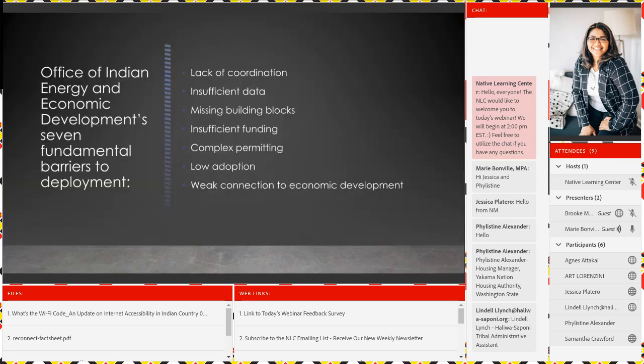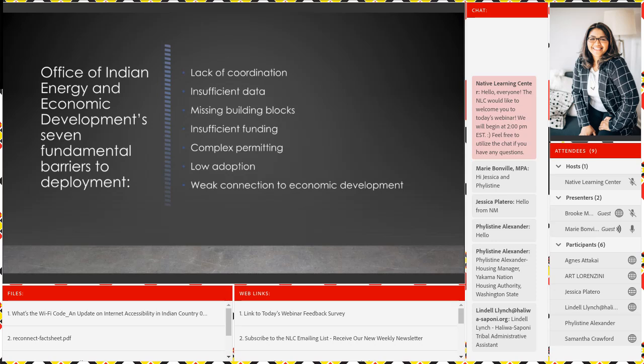I figured it'd be good for us to look at those 7 barriers. First, there's a lack of coordination amongst the agencies, and also between the tribal governments and the state and local governments, which we all know we would much rather have those funds come directly to us as opposed to through the state. Second, insufficient data. As I mentioned before, the FCC's maps continue to be incorrect in regards to the service areas. Third, missing building blocks regarding capacity building, or opportunities for the tribes to get involved in the conversation, and establish the technical assistance necessary for larger infrastructure projects.